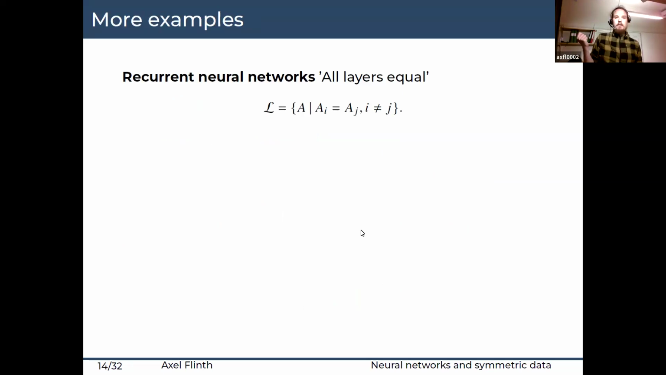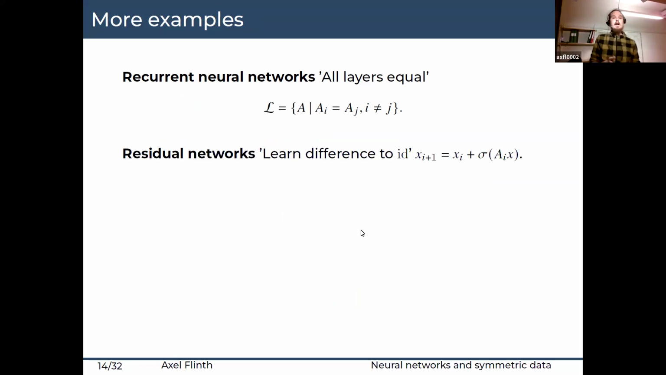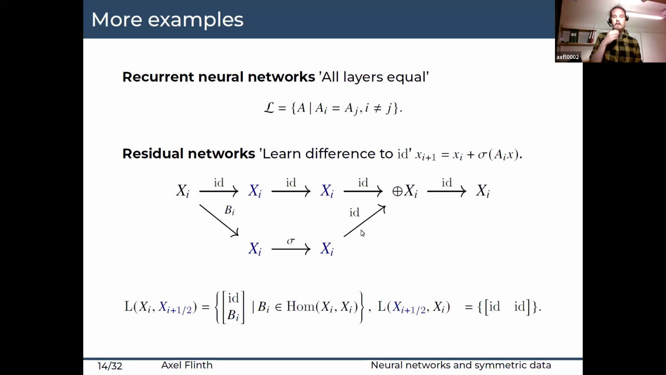Another thing one could get into the framework are so-called recurrent neural networks. Here the idea is to use the same layer again and again in the network. And this is, of course, an affine constraint on my linear maps. I could also do residual networks. So in a residual network, we actually do not learn the transformation from one layer to another, but we rather learn a difference to the identity like this. And this we can put into the framework as follows.